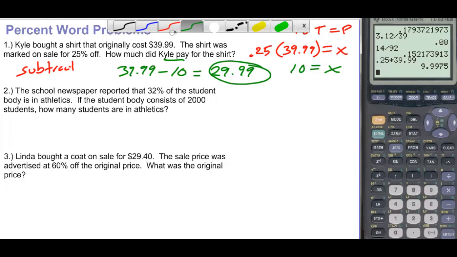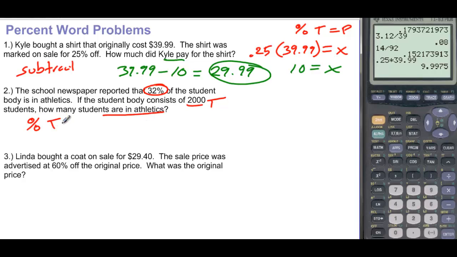Okay, next one here. The school newspaper reported that 32% of the student body is in athletics. If the student body consists of 2,000, how many students are in athletics? So we have to identify what the pieces are. 2,000 is the total. There's your percent, and we're finding the part that are in athletics. So again, percent times total equals part.